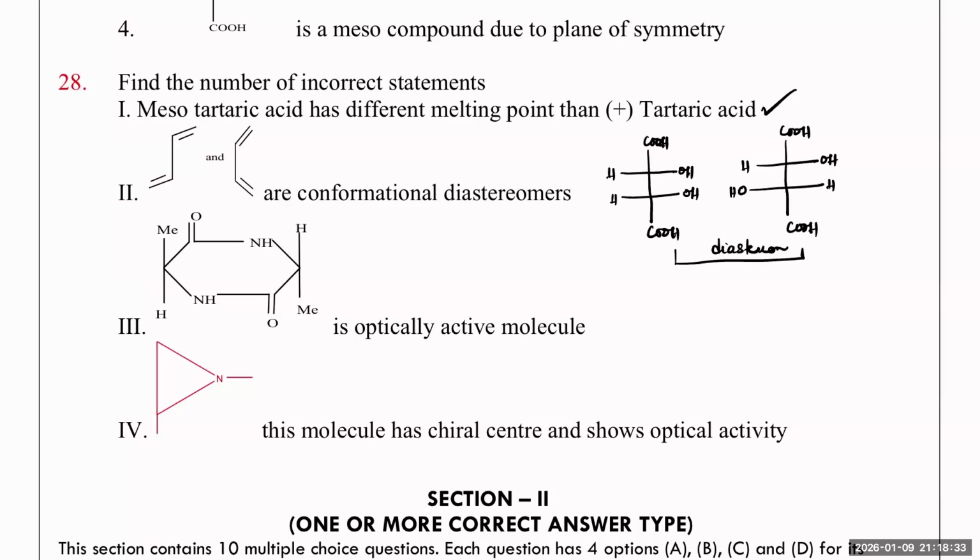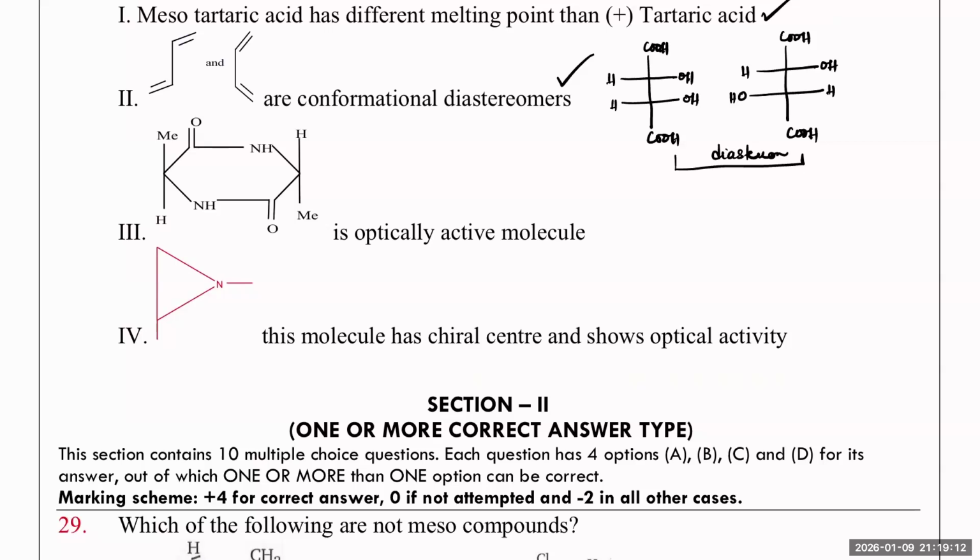Next. You notice this is a single bond here and here. When you have a single bond, you can rotate easily. Here it is an anti form, here it is an eclipsed form. That means one is a staggered form and here it is an eclipsed form. So what do we call it? We call it a conformational diastereomer, diastereomers because they are not mirror images of each other, but they are conformation based. So yes, this is also a correct statement. Next.